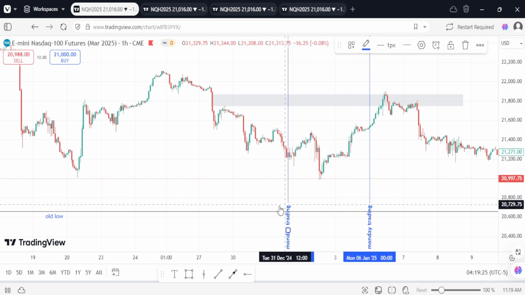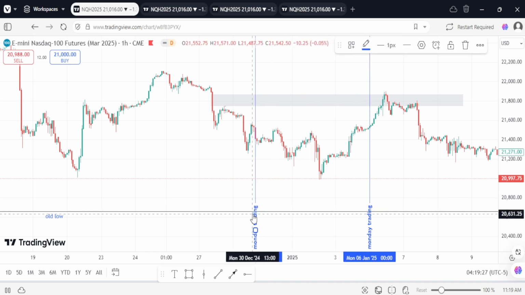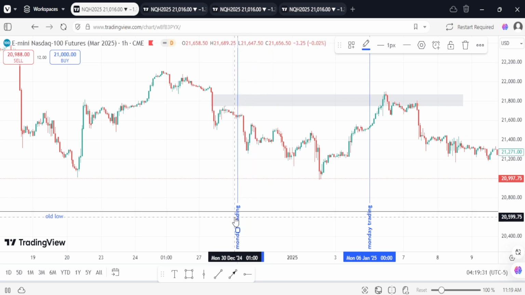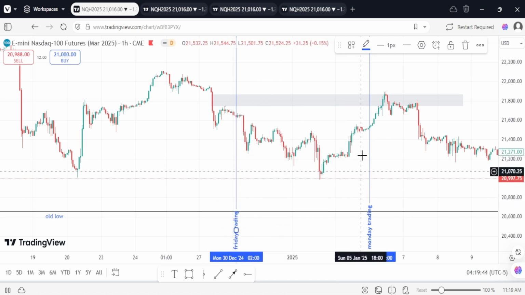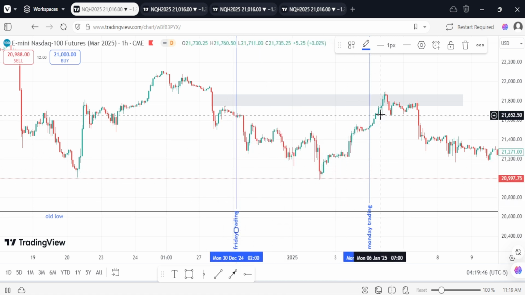And we'll go into the previous week and mark the Friday's close also. Here we are, and we can mark this as Friday's close. We can mark it as Friday's trading, and this is Monday's trading. So here we are on Monday.